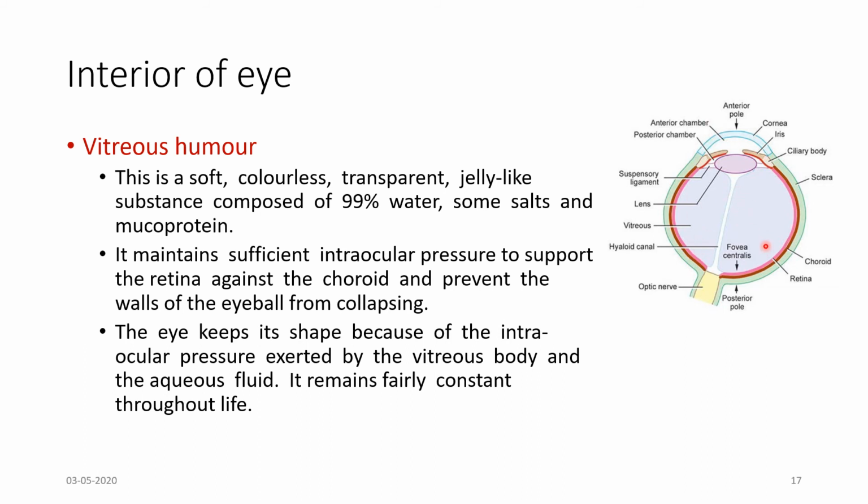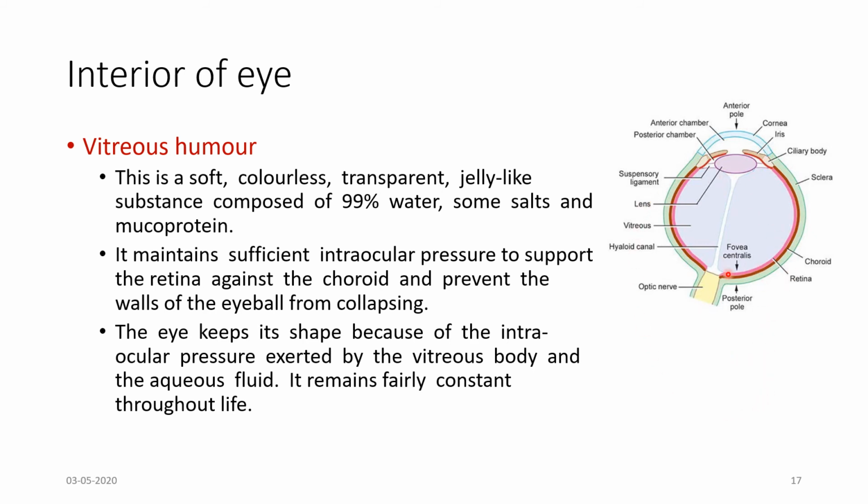Coming to the vitreous humor, it's a soft, colorless, transparent, jelly-like substance which you have seen in the cow's eyeball dissection. It is composed of 99% water, some salts and mucoprotein. It maintains sufficient intraocular pressure to support the retina against the choroid and prevents the walls of the eye from collapsing.